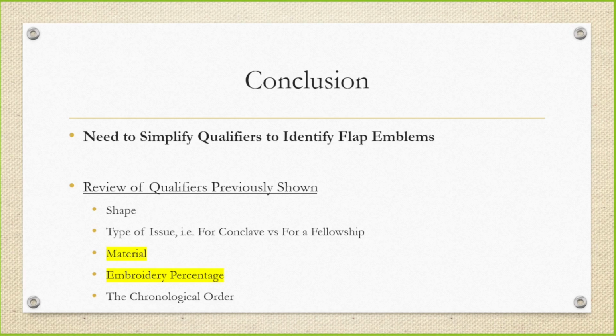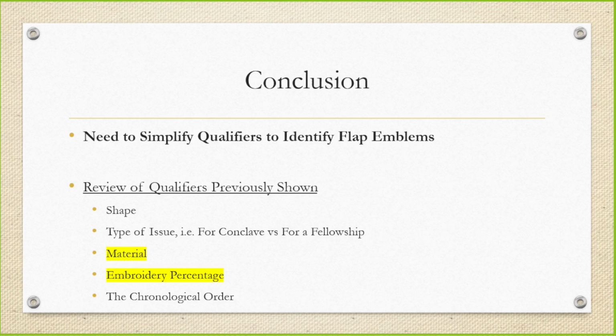So if we look at the qualifiers that we went over earlier, you have the shape. Well, okay, it's a flap shaped patch. Not that hard. Fine. The type of issue, if it's for a conclave or for a fellowship, personally, I would lean to, if it's a flap shaped patch, just list it as a flap. What you want to do when you are designing a system to categorize collectibles, you want it to be as simple as it can be, because that way the most amount of people can understand it and utilize it. It needs to be simple. If it's a flap shaped patch, in my opinion, it should be just listed as a flap shaped patch. Don't make it more complicated by putting some of the flaps somewhere else.